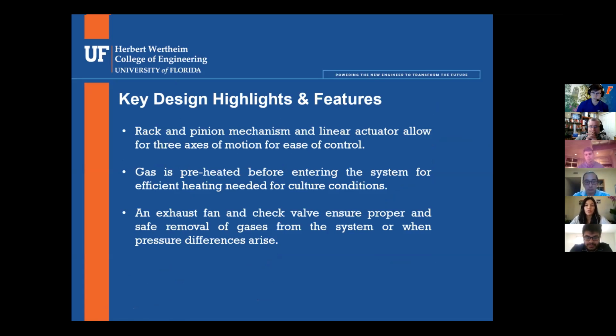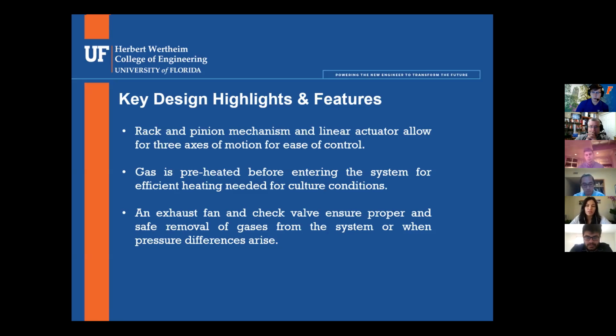To go along with our desire for increased efficiency, which goes along with our hedgehog concept, a predetermined gas is attached to the system by the user and preheated by 2 heating elements before entering the incubation area, which allow for faster heating of the environment.